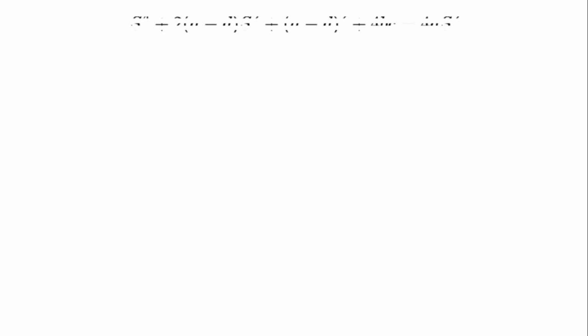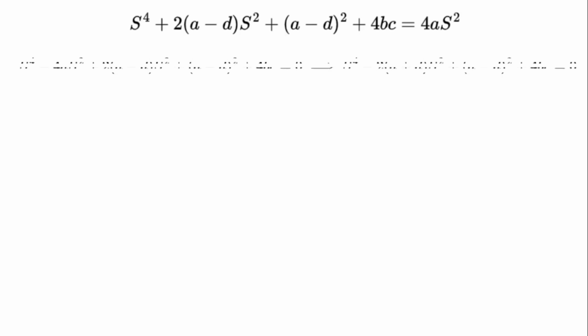Multiply by 4s squared: s to the fourth power plus 2(a minus d)s squared plus (a minus d) squared plus 4bc equals 4as squared. Rearrange: s to the fourth power minus 4as squared plus 2(a minus d)s squared plus (a minus d) squared plus 4bc equals 0, which implies s to the fourth power minus 2(a plus d)s squared plus (a minus d) squared plus 4bc equals 0.